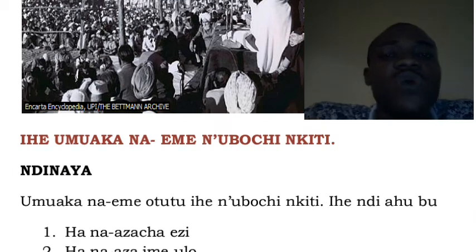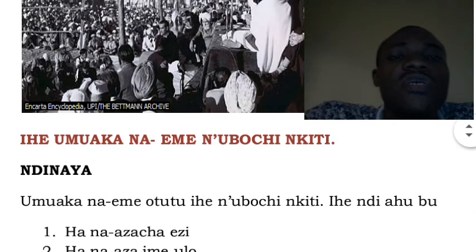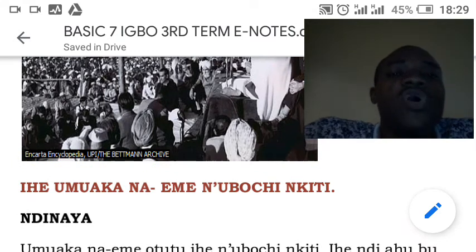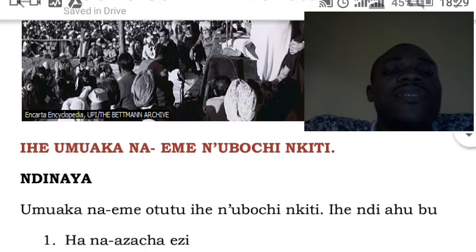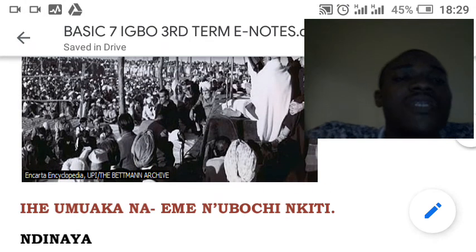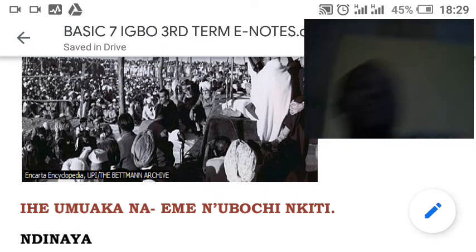Now the next one we are going to enter is ihe ụmụaka na-eme n'ụbọchị nkịtị. The duties or the work that the children do during ordinary days.